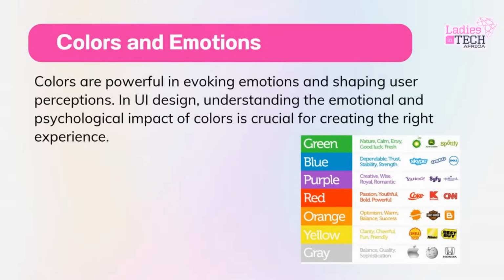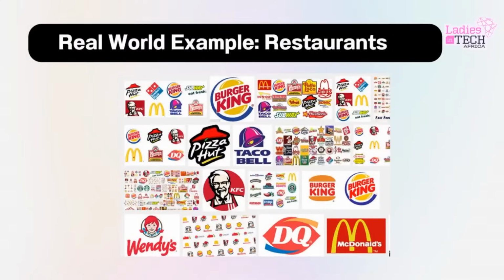So let's see a real world example where that is applied. The picture I'm going to be showing you is of fast food restaurants. So you can see fast food restaurants using mostly yellow, red, and blue. And just like JS Graphics said, red can say hunger or love. So you see food brands using red.